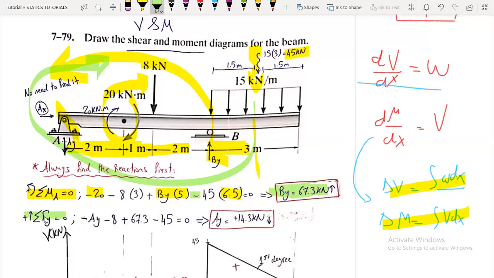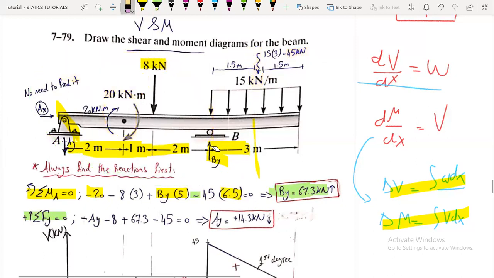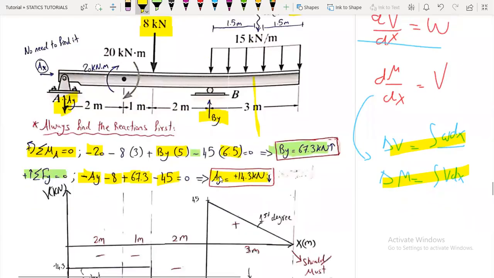Now taking the summation of forces in the y direction, we have minus Ay, which I've assumed to be acting downwards, minus 8, plus 67.3, which is the reaction at B, minus the resultant, which is 45. We get Ay to be 14.3 kilonewtons acting downwards since it's positive. And of course, we don't need the value of the horizontal component.